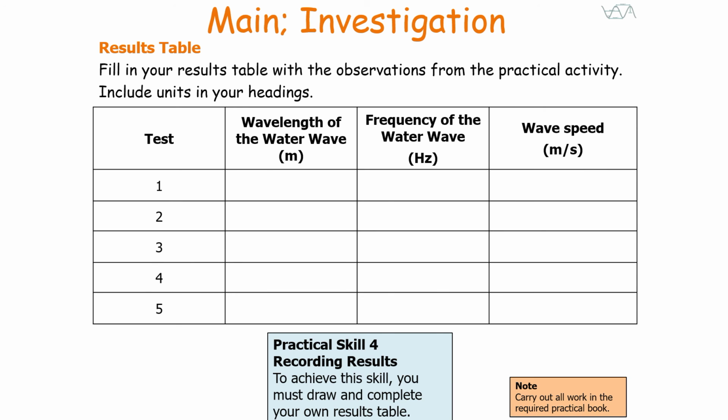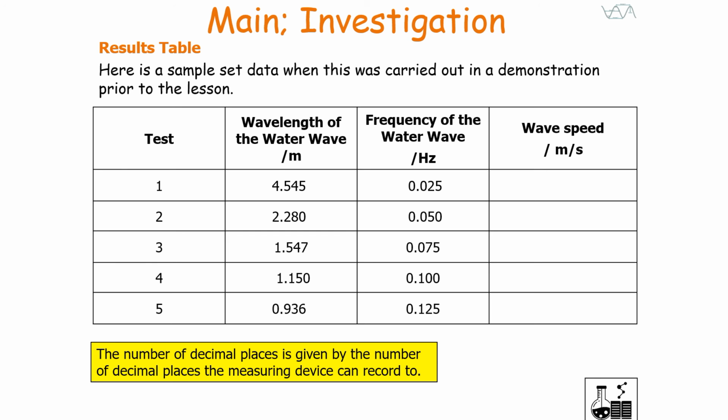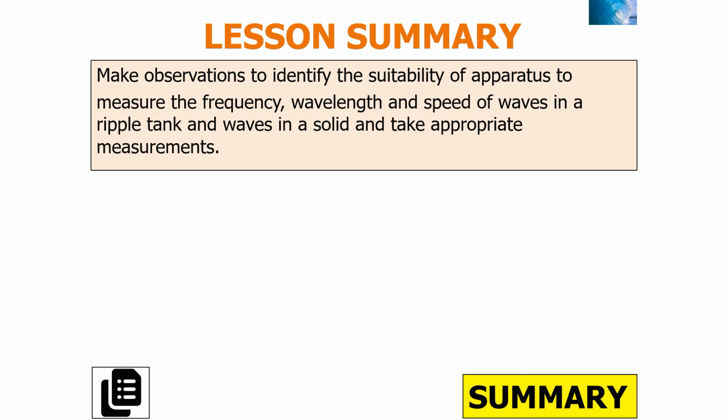When you've done that, you would make a results table like this. You would work out the wavelength of the water wave and write it down. You'd work out the frequency of the water wave in hertz and write it down. Then to work out the wave speed, you'd multiply the two values by each other. The number of decimal places is given by the number of decimal places the measuring device can record to. In this example, our meter ruler can measure to 3 decimal places, so we record it to 3 decimal places. So what have we learned in this investigation?